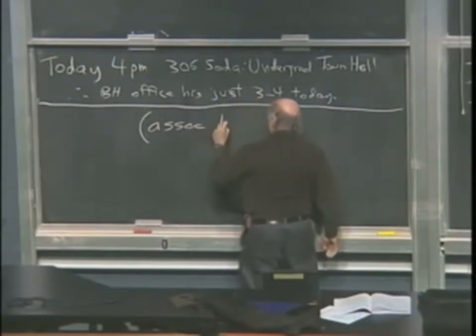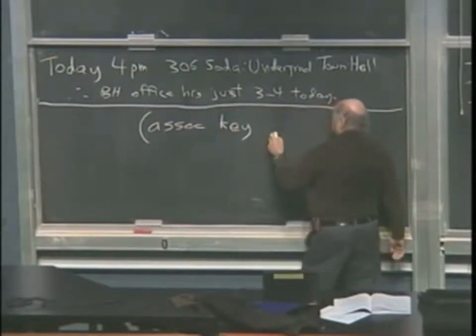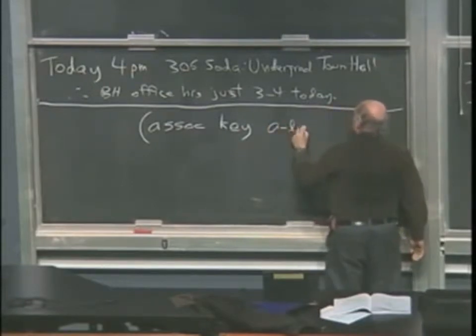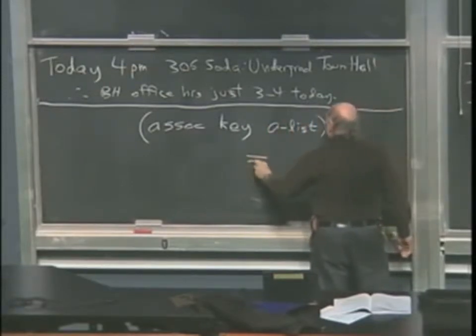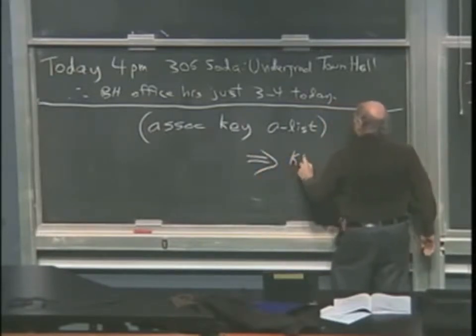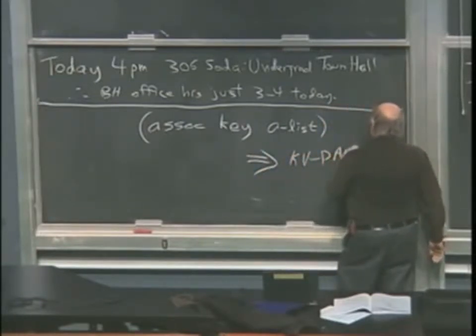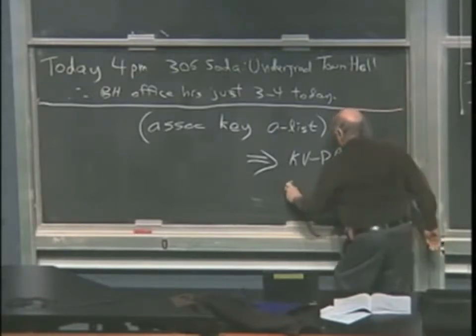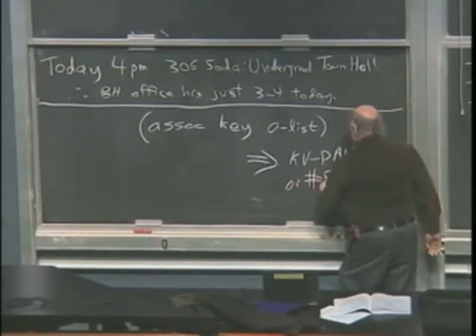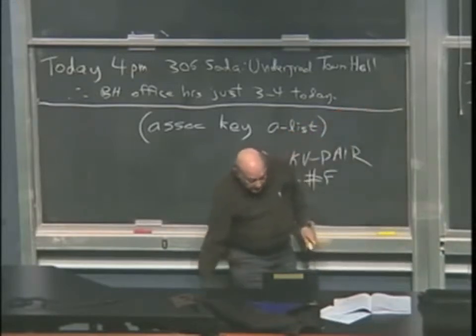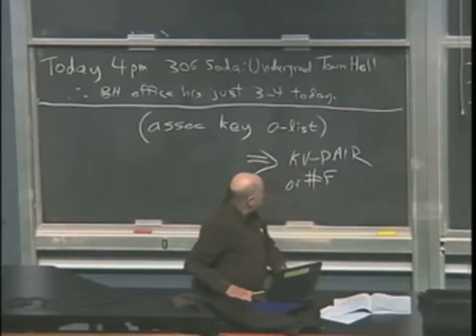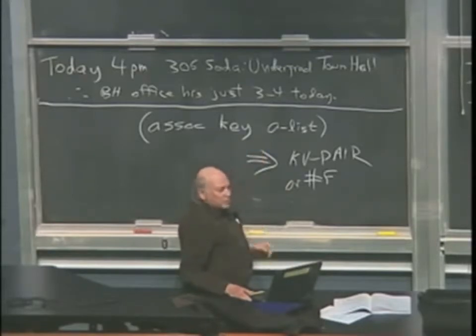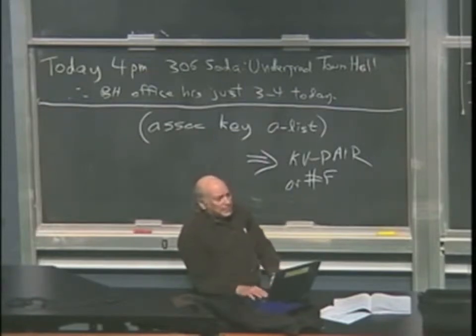assoc key in association list, which returns a key value pair, or false. So if the thing you're looking for is in the association list, it doesn't return the value the way our table structure does. It returns a key value pair. And we'll see in just a moment that that's useful for allowing modifications to the table.